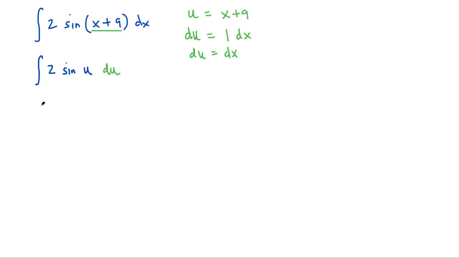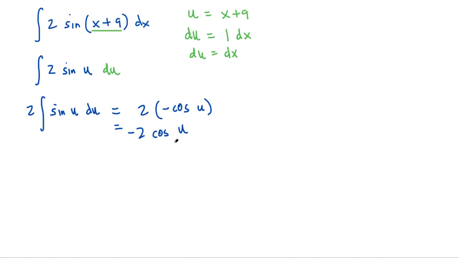And now I can use my integral properties to evaluate this. I can pull the 2 out front and just find the antiderivative of sine of u du. That becomes 2 times negative cosine of u, which simplifies to negative 2 cosine of u. Just as we did in the last example, let's substitute back in for u to get our actual antiderivative. So u is x plus 9, so this becomes negative 2 cosine of x plus 9. And of course, let's not forget that constant plus c.